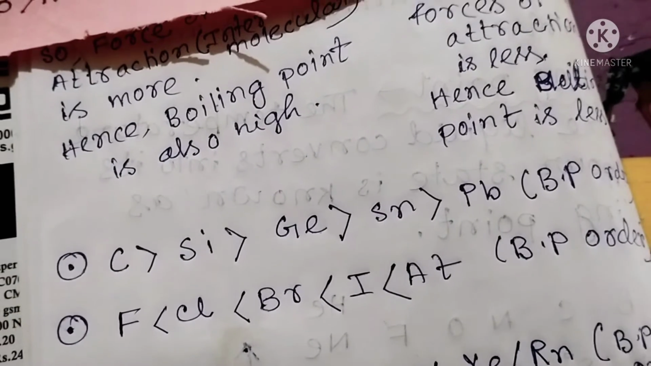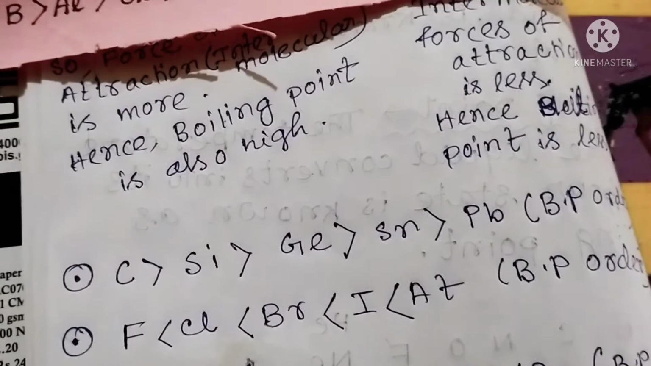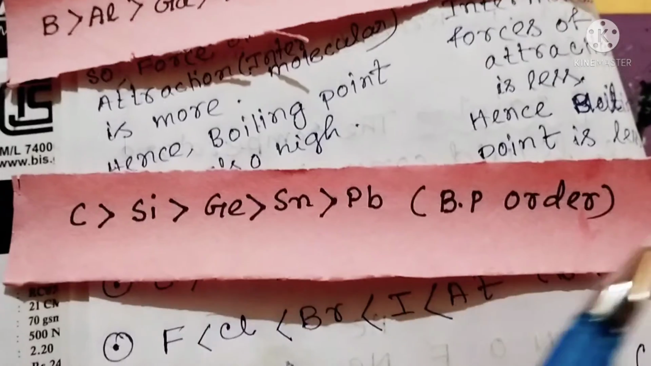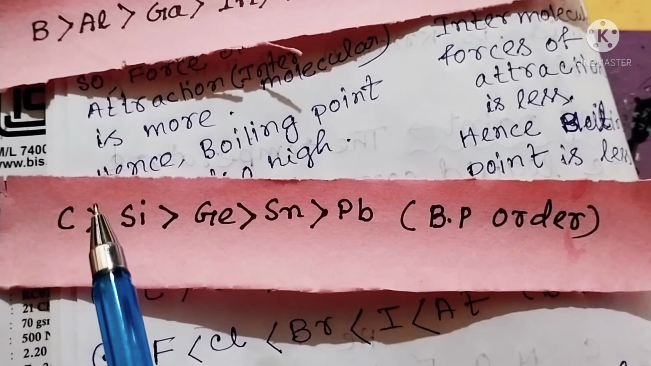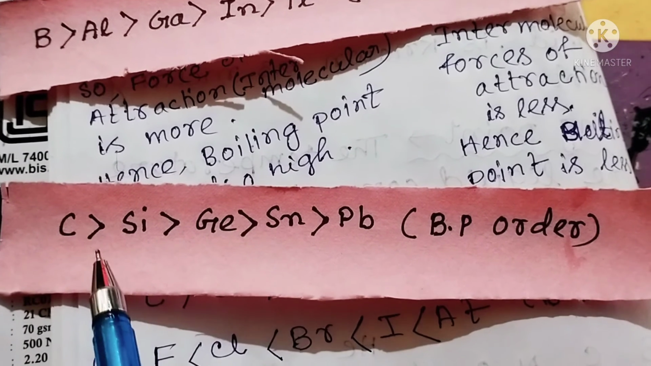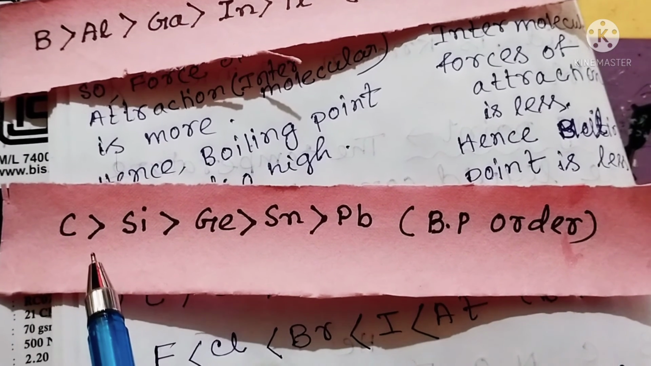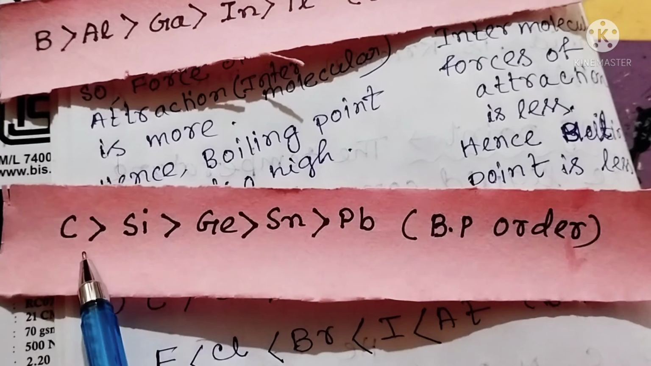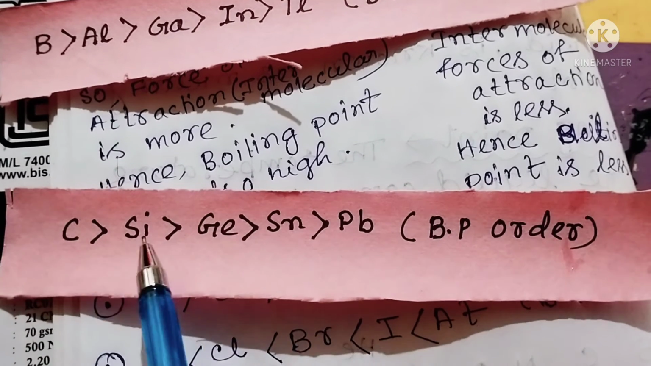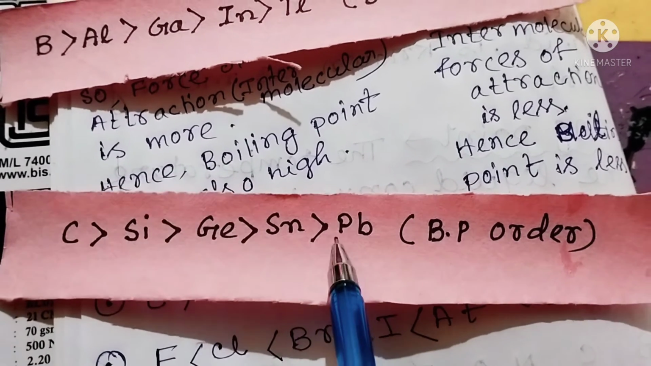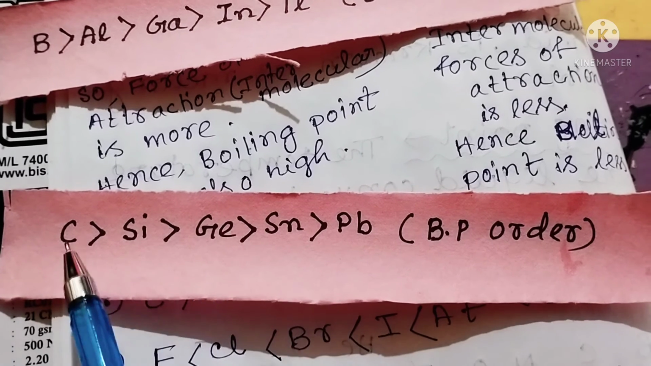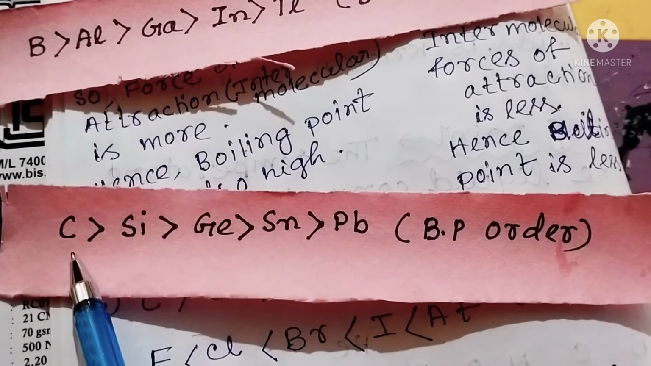Now next see carbon. What happened for carbon family? We know for boron and carbon family, boiling point and melting point decrease along the group. So for carbon family, carbon greater than silicon, greater than germanium, greater than tin, greater than lead, it decreases. So the boiling point of carbon is high.